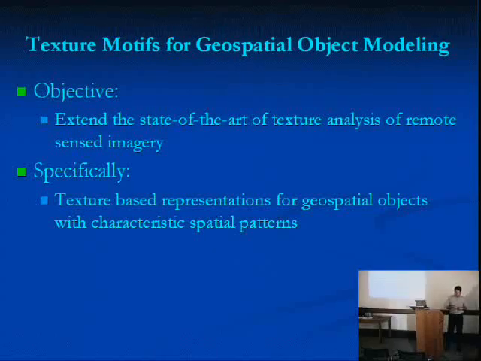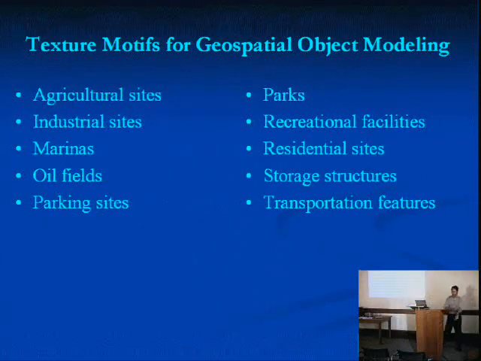So part of the next stage here was to start with this texture characterization and try to think about different types of geospatial objects for which things like shape might not be very important, but which might have distinctive texture signatures, and how can we start building models of these objects? Examples of these types of things are listed here.